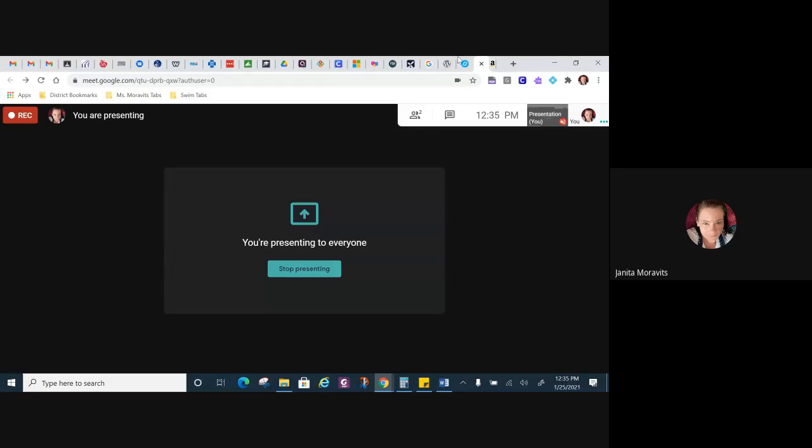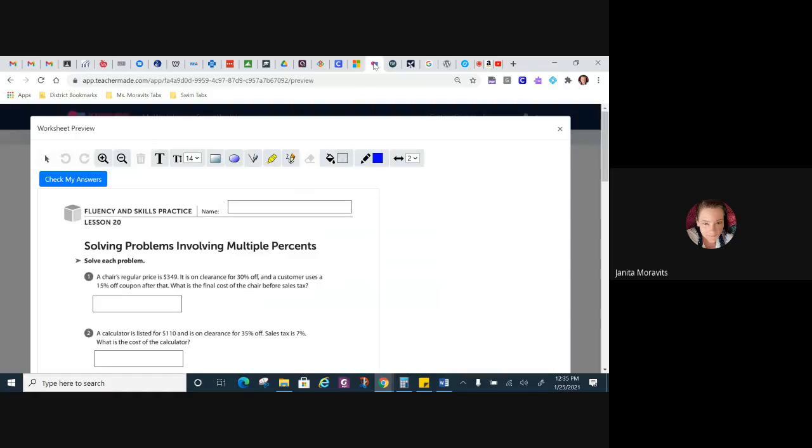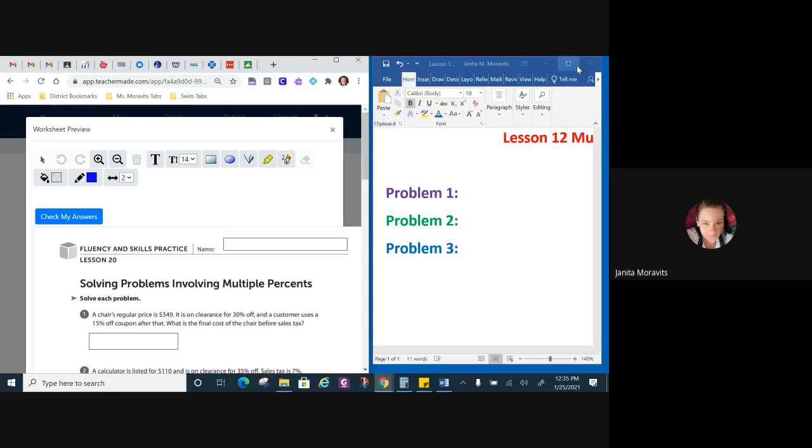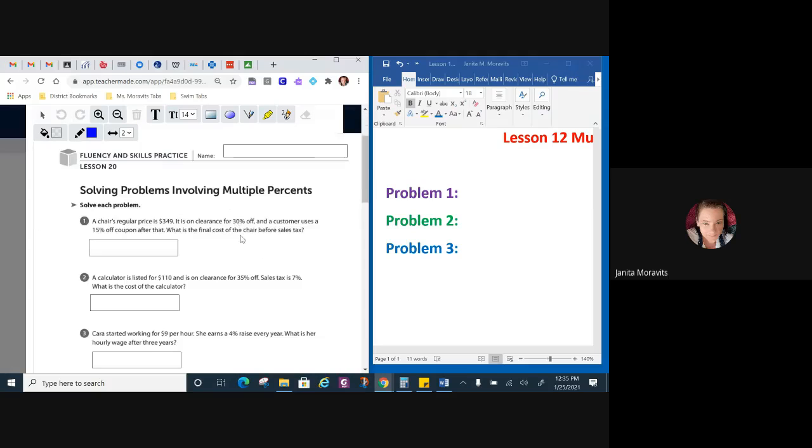All right, this time we're going to be putting some examples out there for you on solving problems involving multiple percents. This is on another lesson 12, and we will be working these together, working a few examples so that you can do the rest on your own.